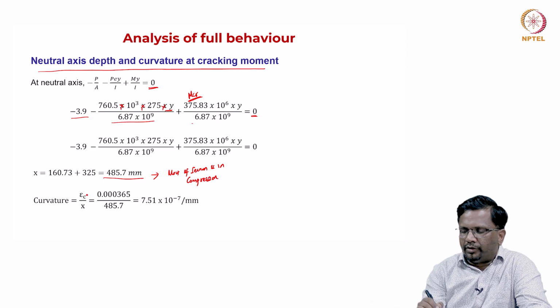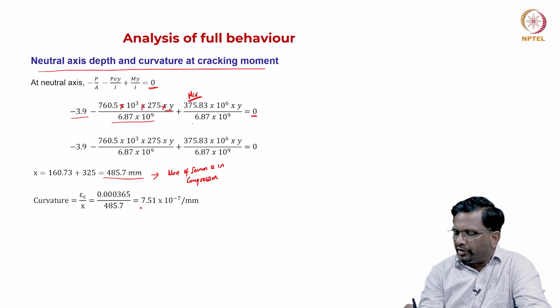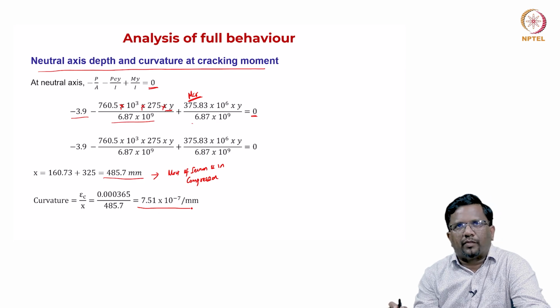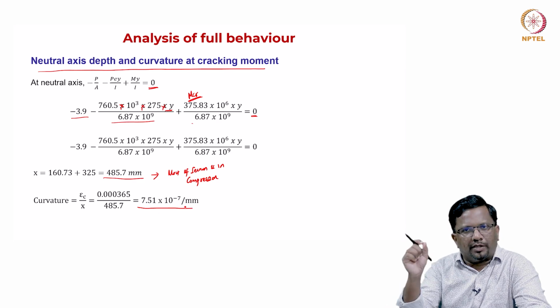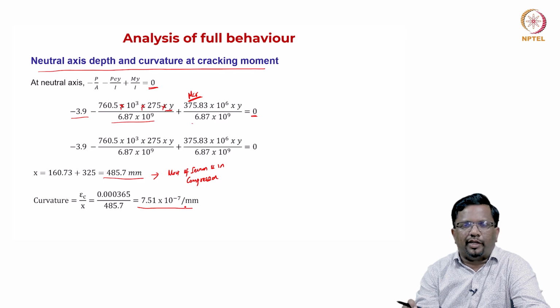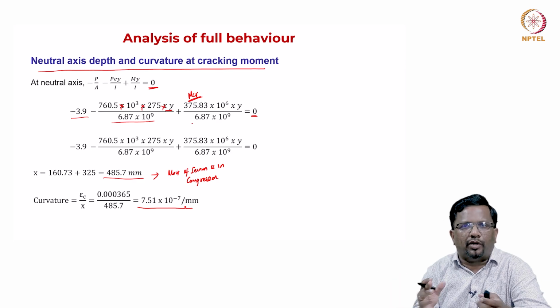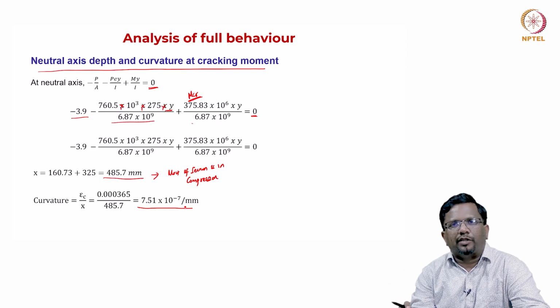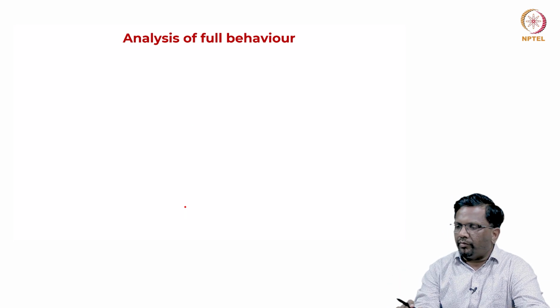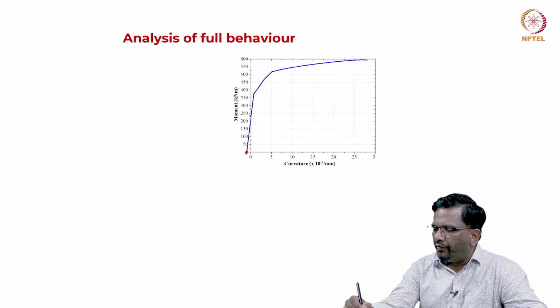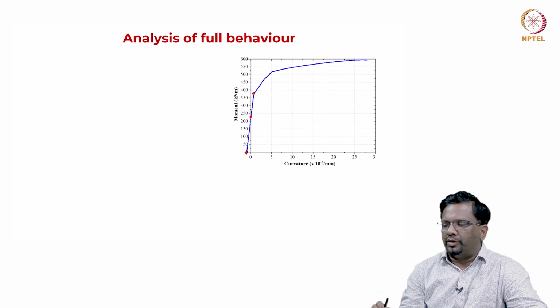right. So, epsilon c by x will give me 7.51 into 10 to the power of minus 7 per millimeter. So, this is the curvature at the incipient of cracking. So, when the stress reaches FCR, this is the curvature. After that, the stiffness will be lost and the curvature will increase dramatically. So, what we have done, we calculated this point and we calculated this point, now we calculated this point. So, this is the cracking point.